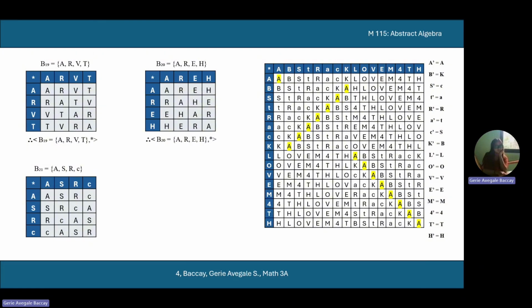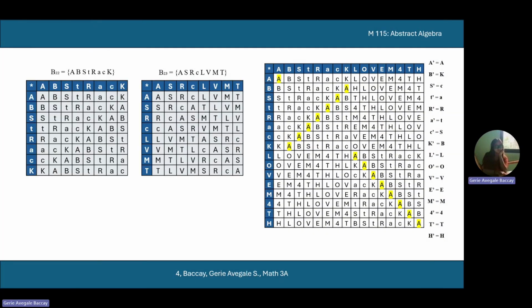Next, we know that the inverse of A and R is itself, while the inverse of S is C, and the inverse of C is S. And those inverses are within the subset. That's why B sub 21 is a subgroup. Next, we have B sub 22.